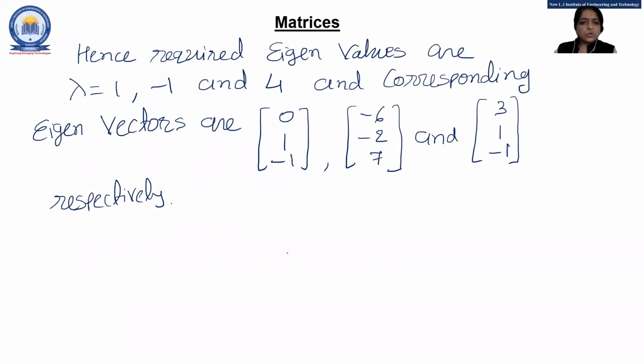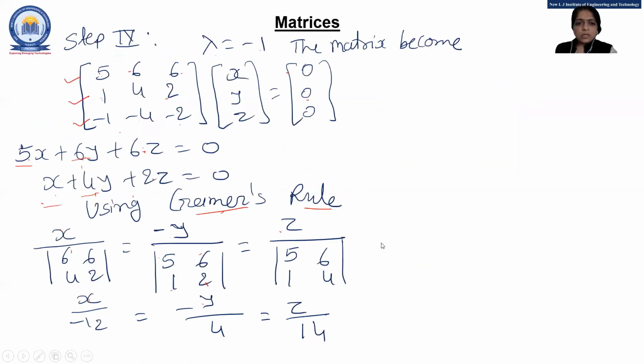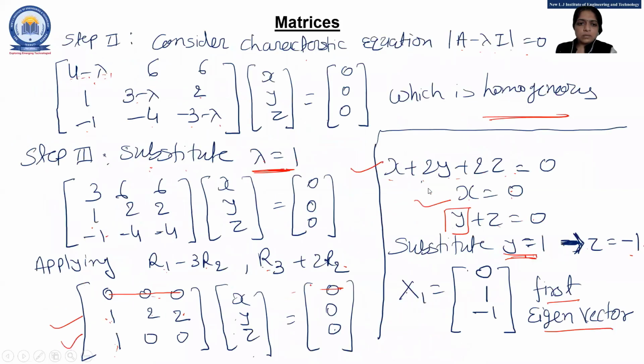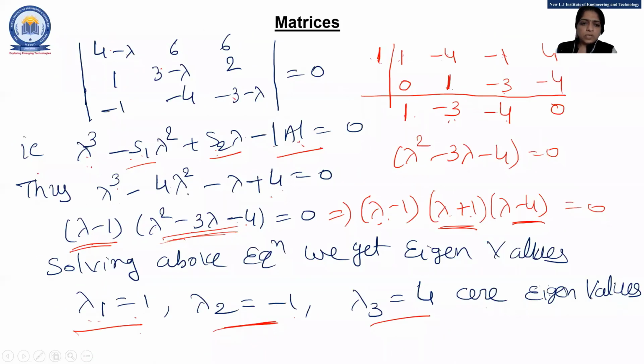Okay, students? So hence the required eigenvalues are 1, minus 1 and 4. And corresponding eigenvectors are these. For the first eigenvalue, for the second eigenvalue, and for the third eigenvalue. So any doubt, students, about this eigenvalue and eigenvector? You have to just remember these steps. Okay, first from this equation for 3 by 3 matrix, you have to apply this formula, right?